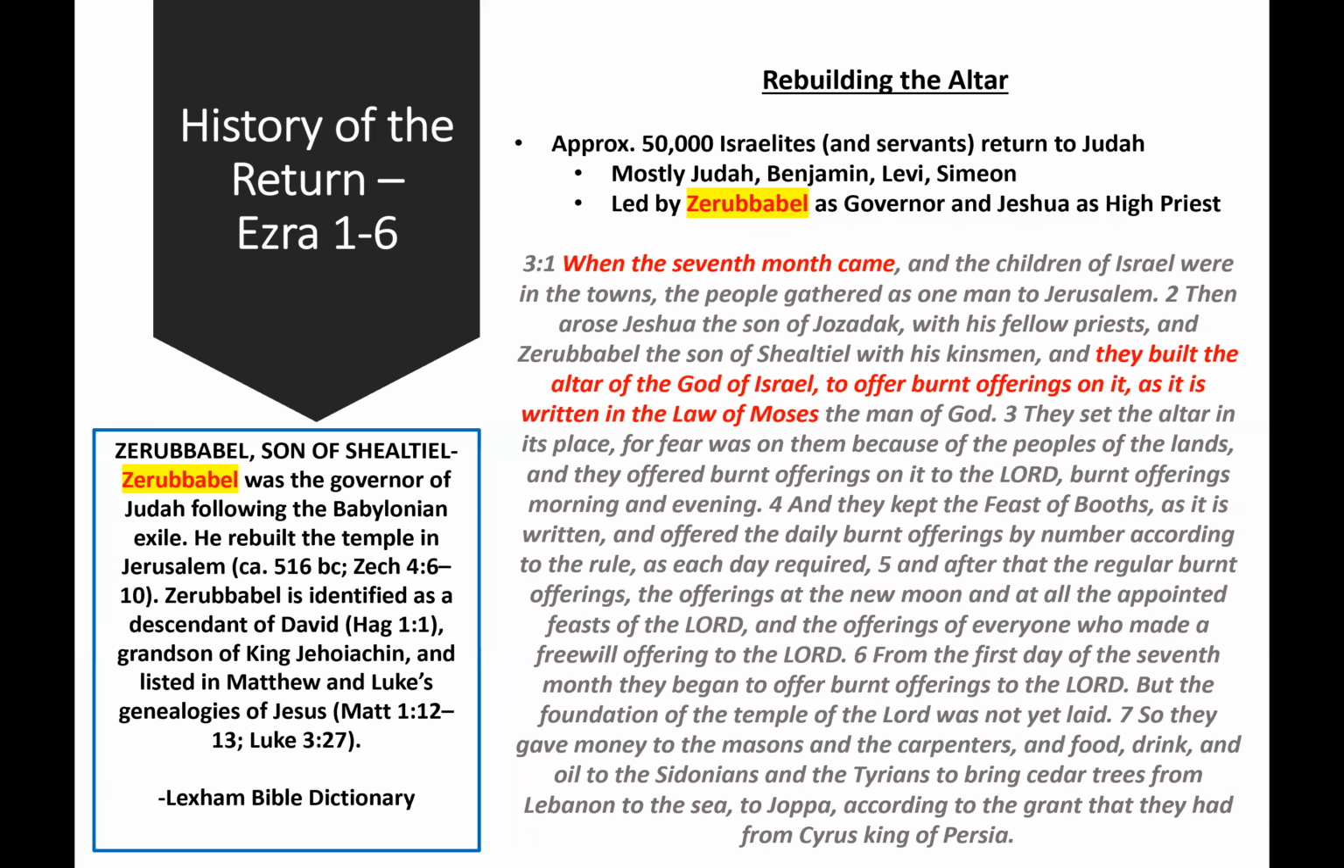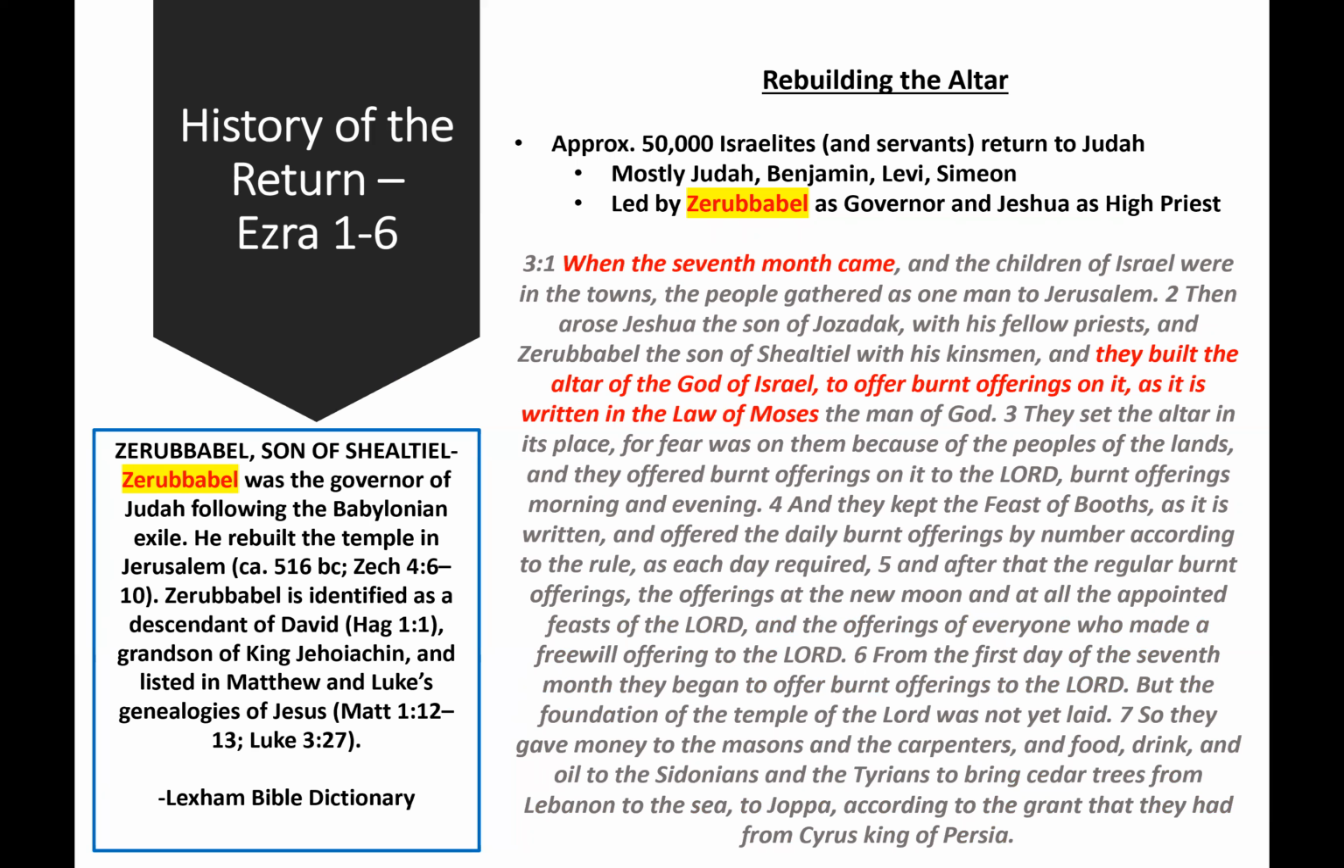So we have people from the tribes of Judah, Benjamin, Levi, and Simeon. This is what makes up what then becomes known as the Jews. So they're led by Zerubbabel as their governor and Jeshua as their high priest.